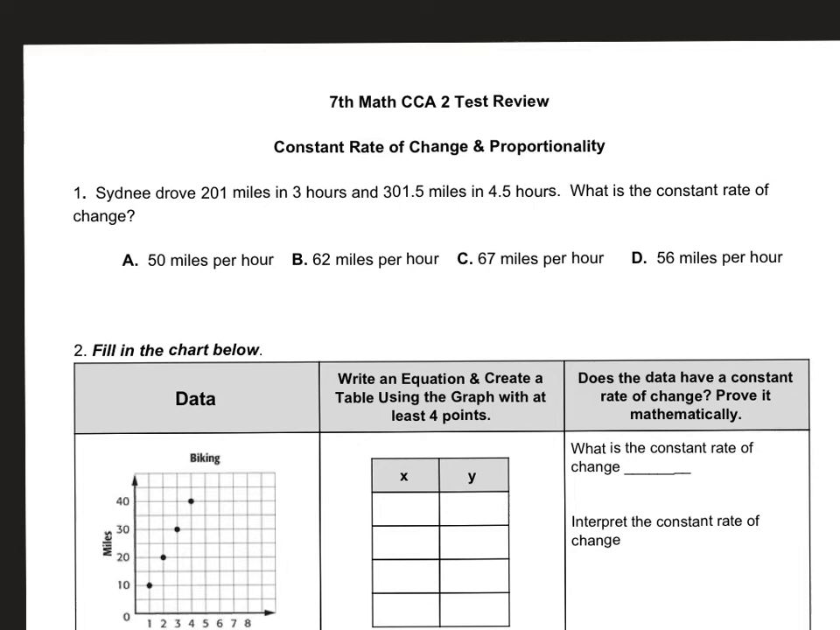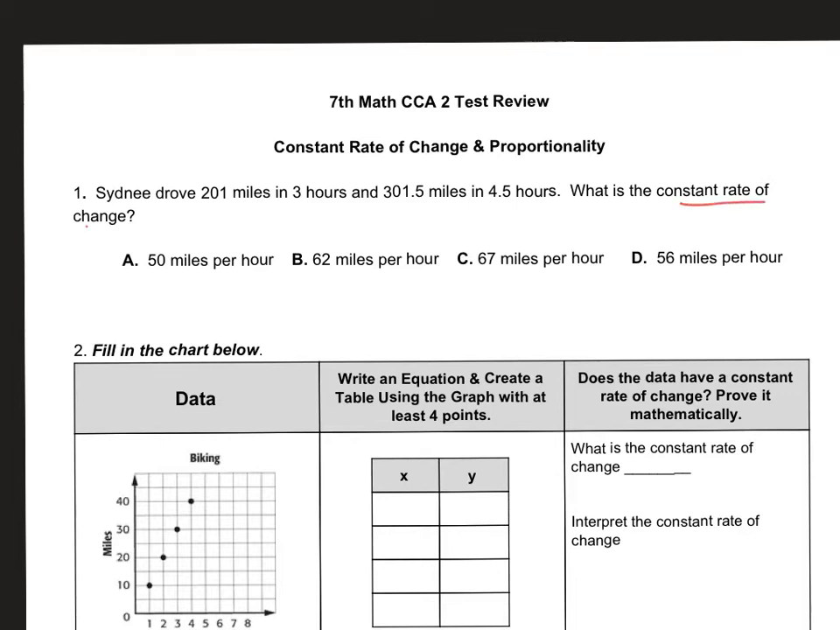Okay, let's look at the constant rate of change and proportional situations that we've been working on. If we just want to recap, let's go ahead and look at Sydney here. She's driving 201 miles in 3 hours and 301.5 miles in 4.5 hours. So they want to know, what is that constant rate of change?